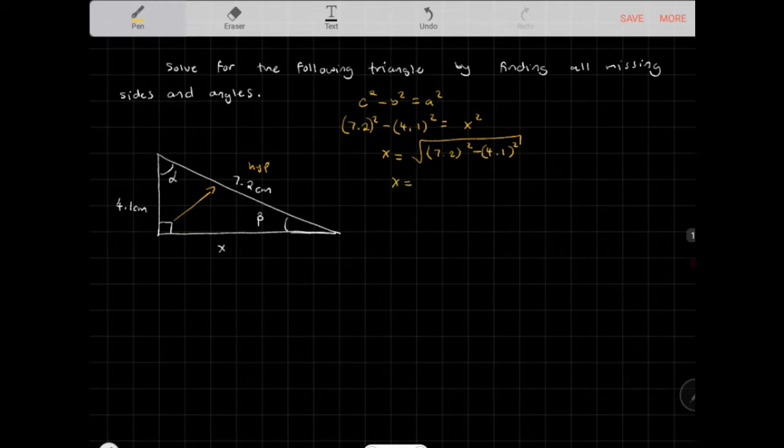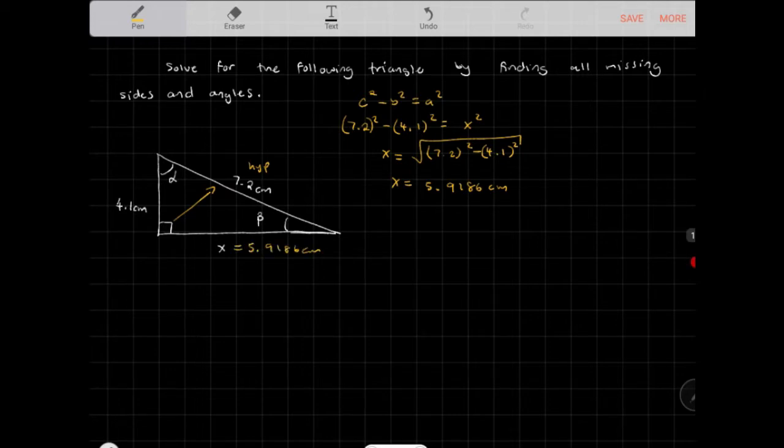Okay, so in this case, if I crunch this out in my calculator, 7.2 squared minus 4.1 squared is going to give us 5.9186 centimeters. I'm going to keep it to 4 decimal places because I want to see how accurate my trigonometric procedure in calculating this missing side will be compared to this Pythagorean theorem. Okay, so we calculated that x is 5.9186 centimeters.